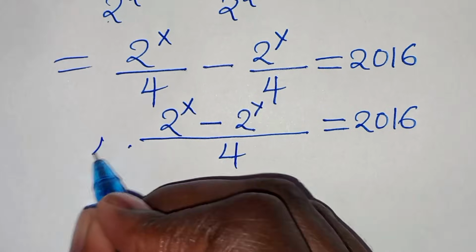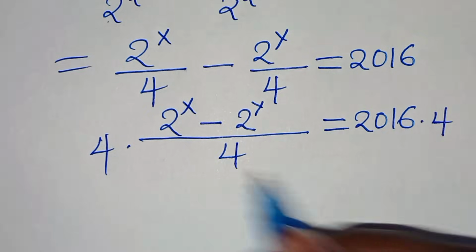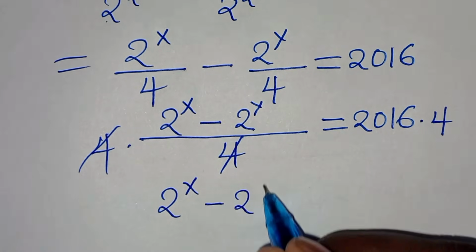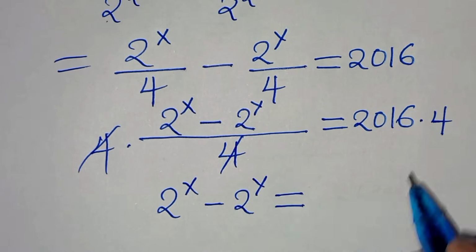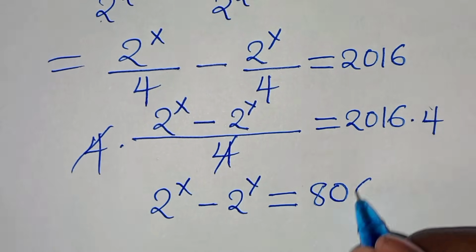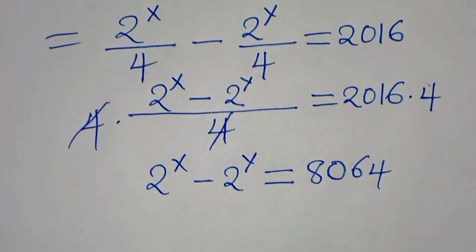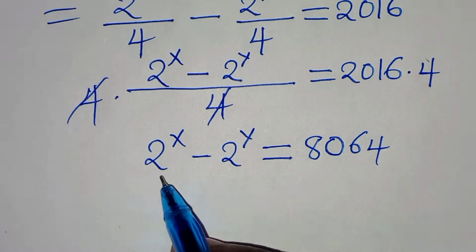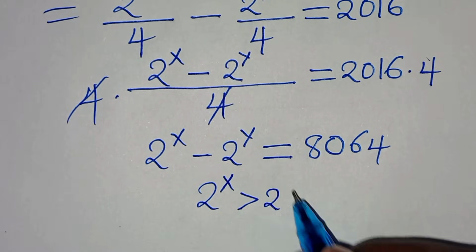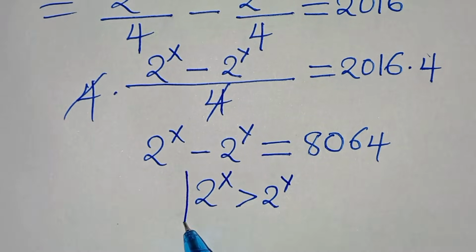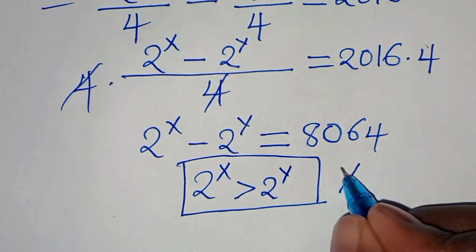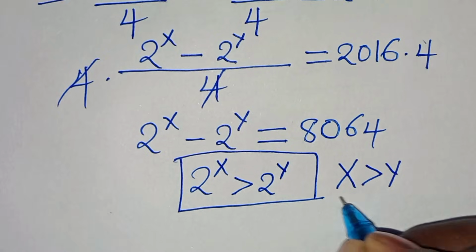So let's multiply both sides by 4. This means we have 2 to the power of x minus 2 to the power of y equal to 2016 times 4, which is 8064. Now we have that 2 to the power of x is greater than 2 to the power of y, and this implies that x is greater than y.